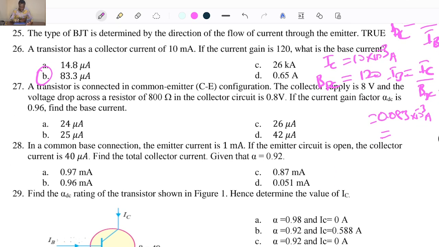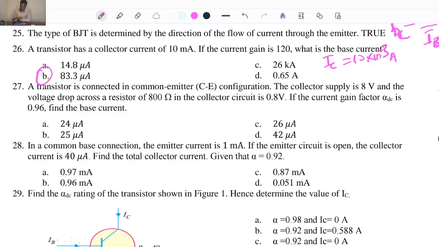Now moving to the next question. A transistor is connected in common emitter configuration. The collector supply is 8 volts, and then the voltage drop across a resistor of 800 ohms in the collector circuit is 0.8 volts. If the current gain alpha DC is 0.96, find the base current.